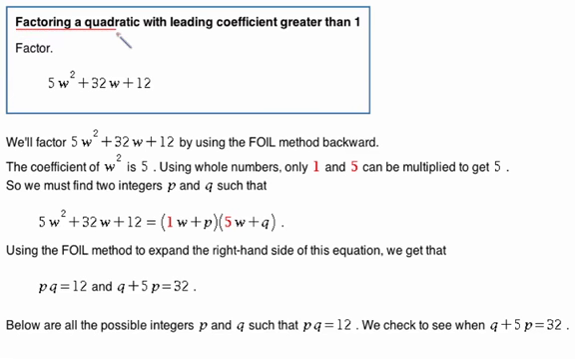Okay, so now if we look at factoring a quadratic with leading coefficient greater than 1, we're going to find this to be a little more complex, but not much different than when we have a coefficient of 1. So we know our answer is going to look like this. And in this case, instead of knowing that it's like a w times a w or an x times an x, we've got this 5w squared.